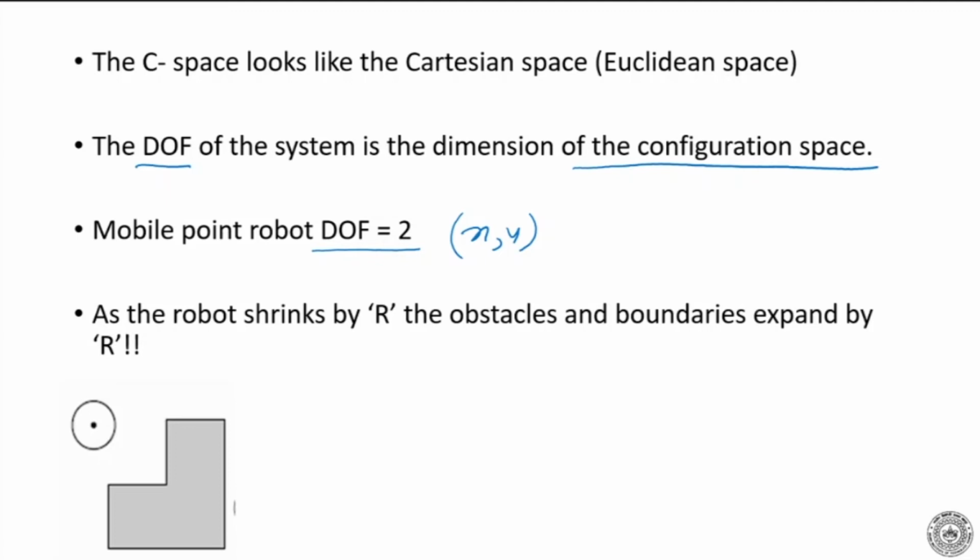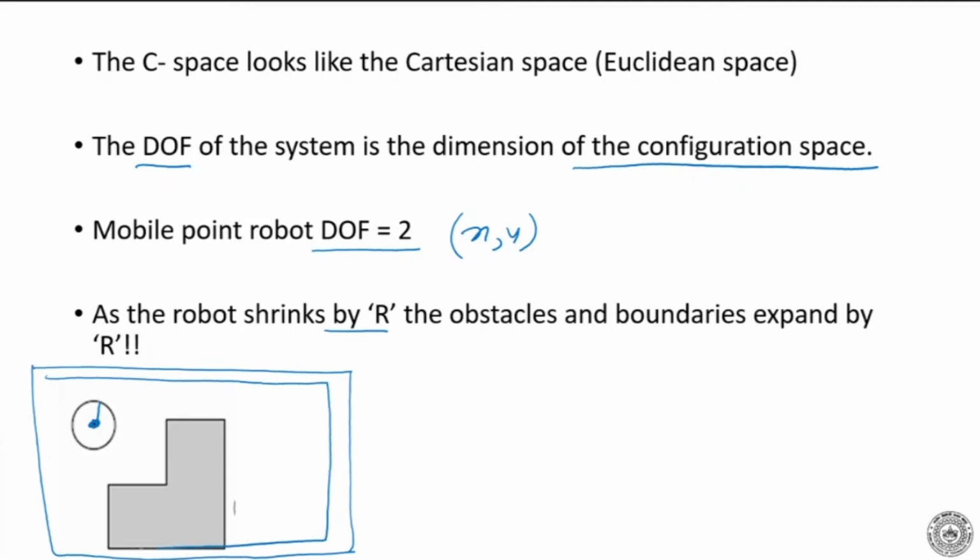Now the robot shrinks by r, the obstacle and boundaries expand by r. So let's look at this case. If we have a workspace like this, in the previous case I did not have an obstacle, I only had the robot. The robot shrinks by r, the radius, so it becomes a point, and the outside boundary also becomes smaller. It will become smaller like this now, because it has shrunk by r, right? Because the center of the robot cannot go anywhere inside there.